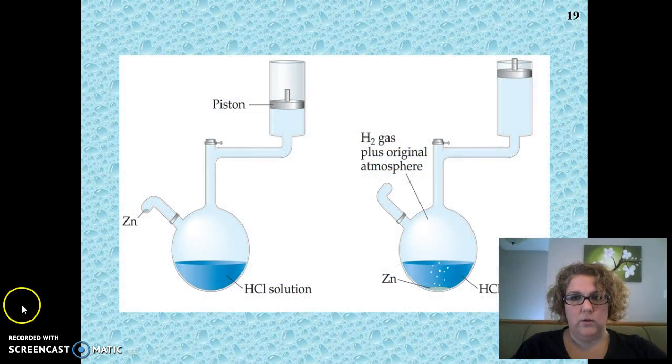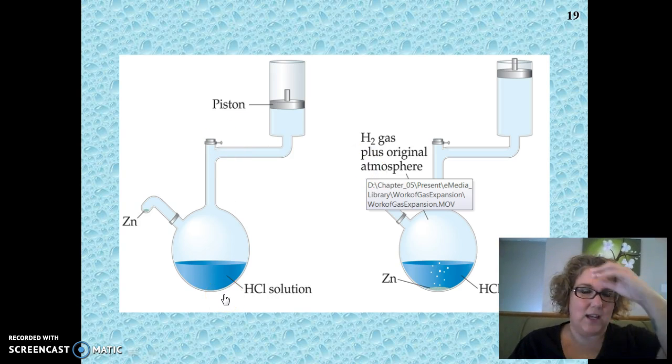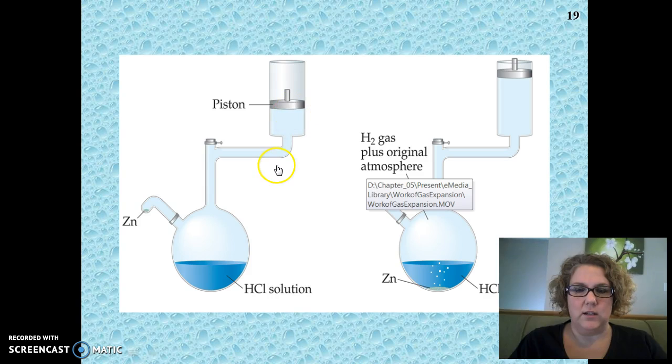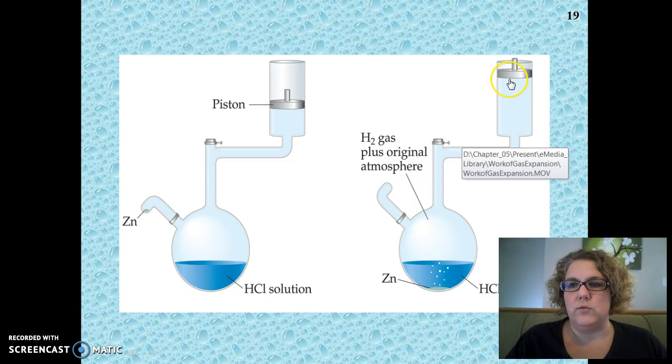All right, so we looked at similar contraptions sort of in the gas unit. We've got a piston here, and here we have a little container off to the side that contains zinc, and then we have some hydrochloric acid down here. So when you rotate this, that allows the zinc to fall in with the hydrochloric acid, and you're going to generate hydrogen gas, and it causes the piston to move up.